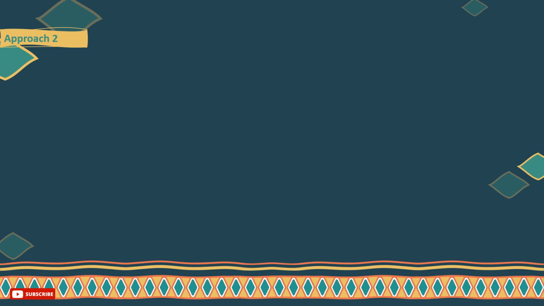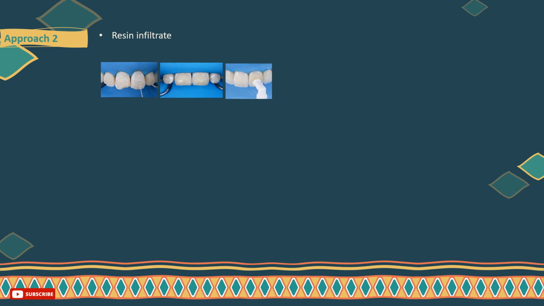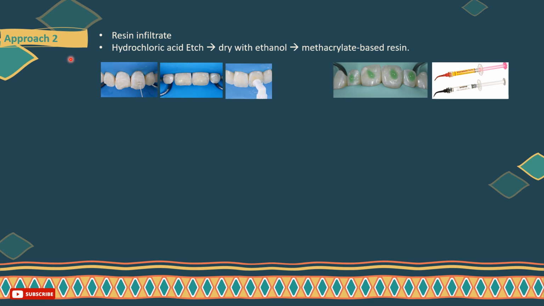Approach number 2. Resin infiltrate is a valid and well-supported approach of treating enamel opacities. There are various systems available, but commonly the tooth is etched with hydrochloric acid, dried with ethanol prior to application of methacrylate-based resin.